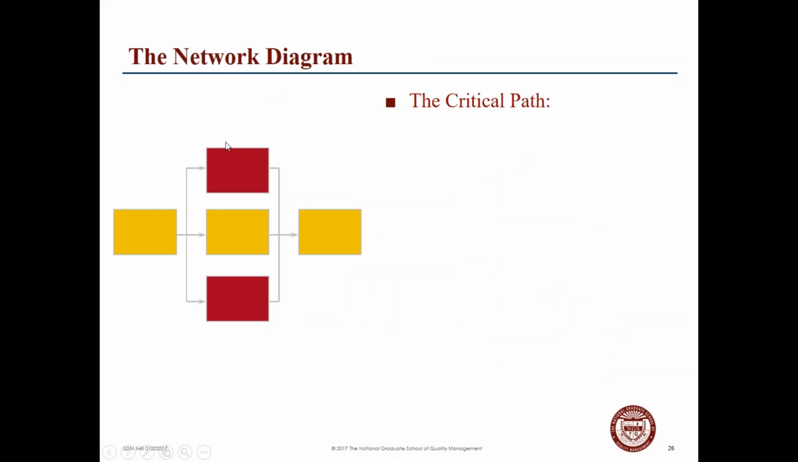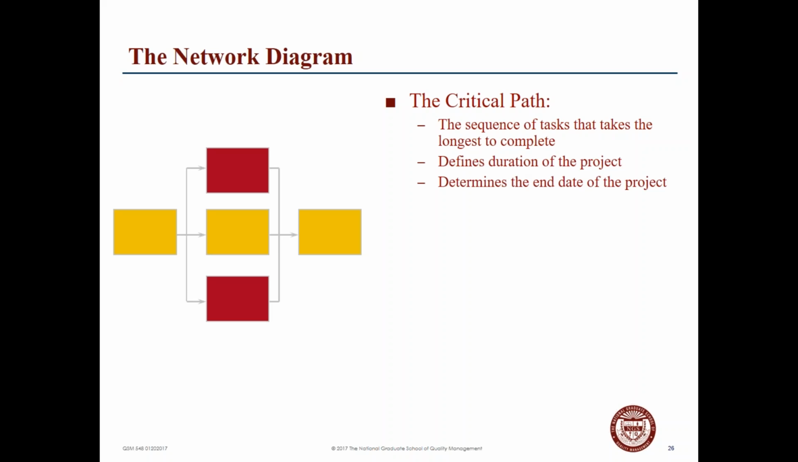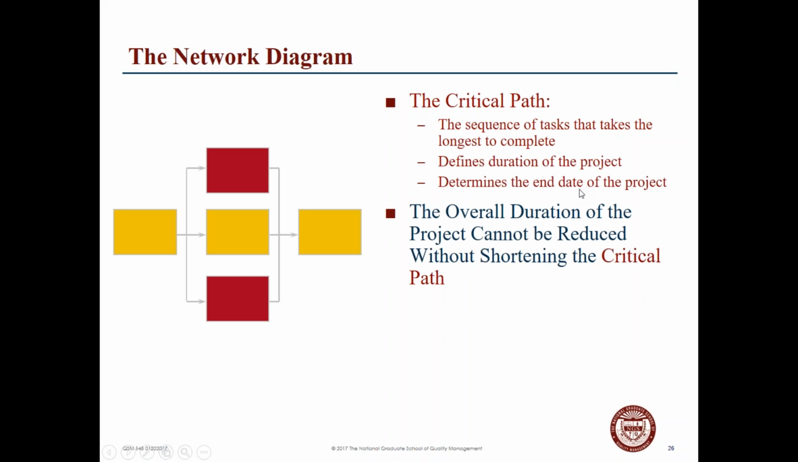So when we're looking at a network diagram, critical path is the sequence of tasks that takes the longest to complete. That helps to define the duration of the project, determines the end date of the project, so if you're looking at reducing the overall duration, you can't do it without shortening this critical path.